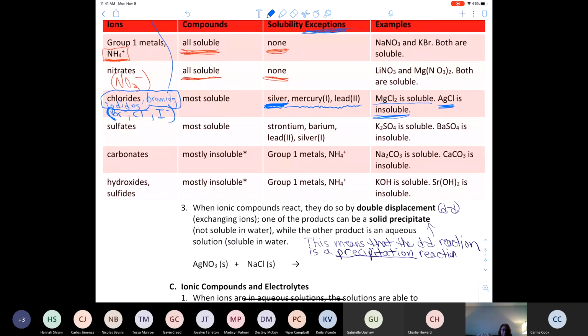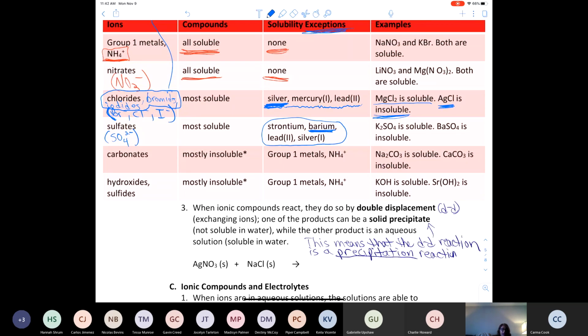As far as sulfates, they have the sulfate polyatomic ion. Most sulfates are also soluble, with these exceptions. If the sulfate is paired with a strontium, barium, lead-2, or silver-1 metal cation, then it is not soluble. So potassium sulfate is soluble, whereas barium sulfate, barium being an exception, would not be soluble.